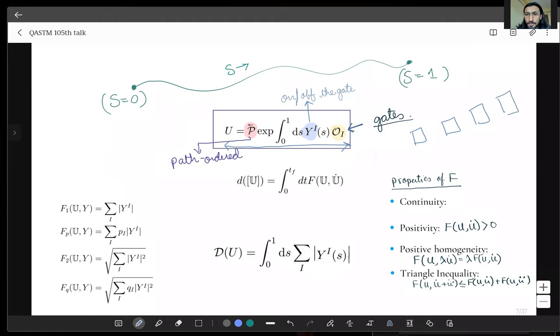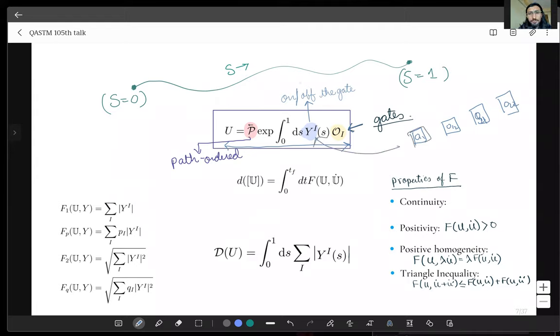Suppose there are just four gates, O1, O2, O1 and O2. Suppose these are the gates possible. When to act and which to act will be decided by the function of YI. So this will be there.